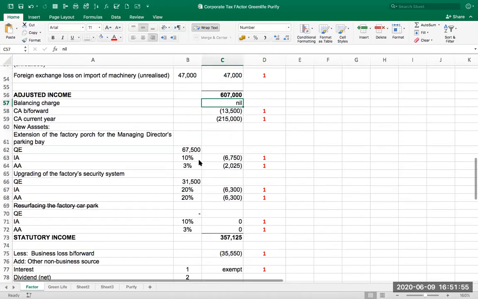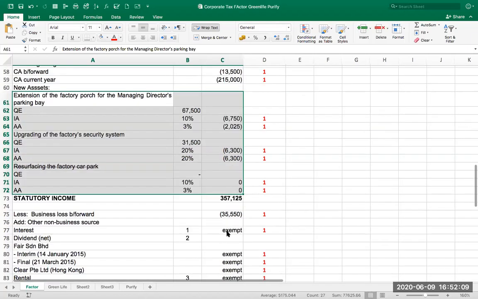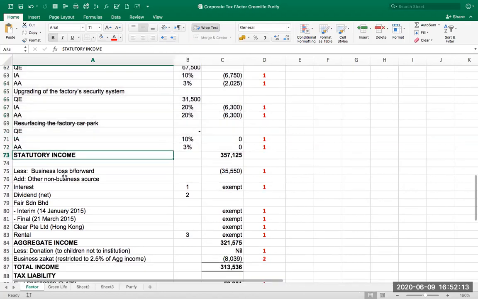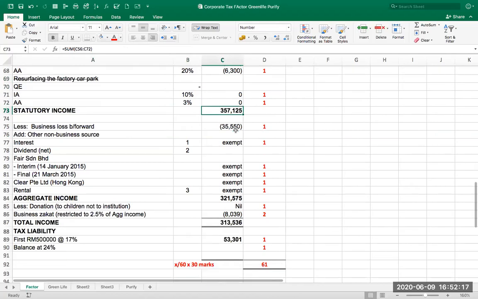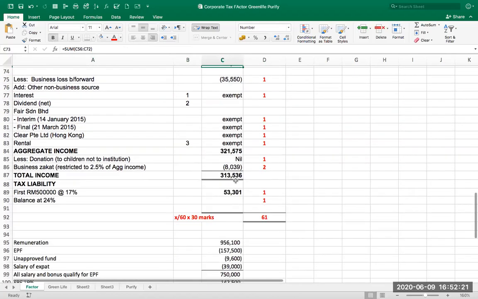Then you show me. Alright, in this case dia tunjuk. Alright, the computation of the capital allowance is in the same answer sheet. You can do it here or you can do it on a separate paper, right, separately. Then you just masukkan figure kat situ lah. We look into your working and then you have your statutory income. Statutory income normally kita ada satu tip for the term but not for the figure. And then business loss brought forward, then you have other income. And then donation is not given and then you have your zakat.